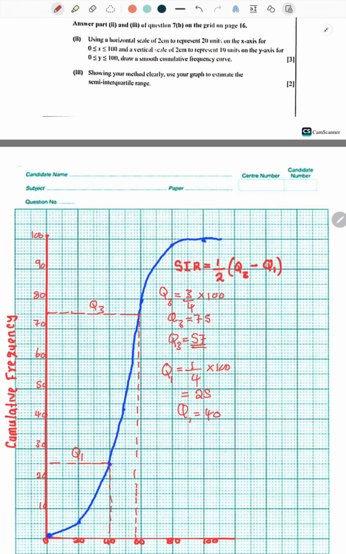Then you can find your semi-interquartile range. Semi-interquartile range is equal to 1/2, open bracket, 57 minus 40. 57 minus 40 is going to equal 17. So 1/2 of 17, 17 divided by 2, gives your semi-interquartile range of 8.5. And that is exactly how you solve this particular question.